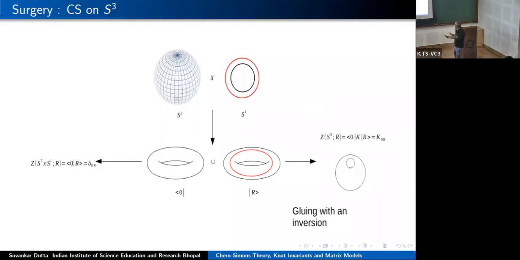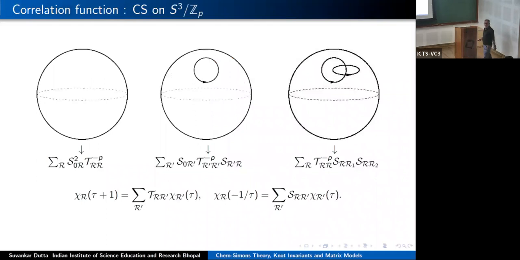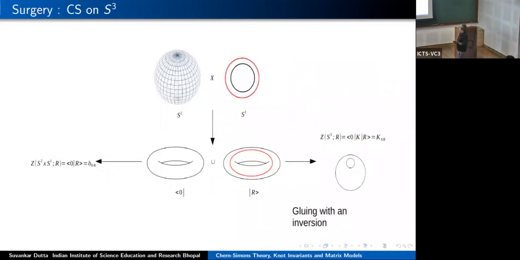If you apply this surgery technique, K0R is non-zero for R not equal to zero. Inversion transformation is some kind of modular transformation, tau goes to minus 1 over tau. I will shortly write the form of this K and all these things.